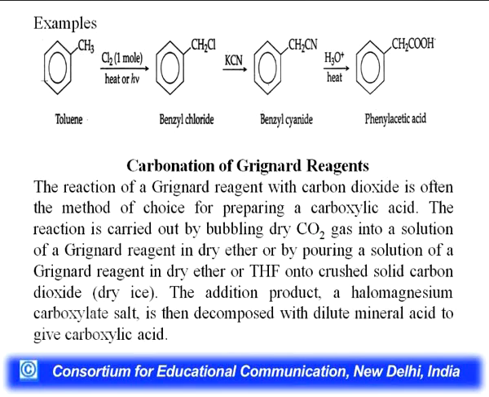This chlorine atom will be substituted by the cyano group by the SN2 mechanism, and then hydrolysis, and after heating we will get phenyl acetic acid, meaning one carbon extra compared with the starting material. Next preparation for the carboxylic acid is carbonation of Grignard reagent.